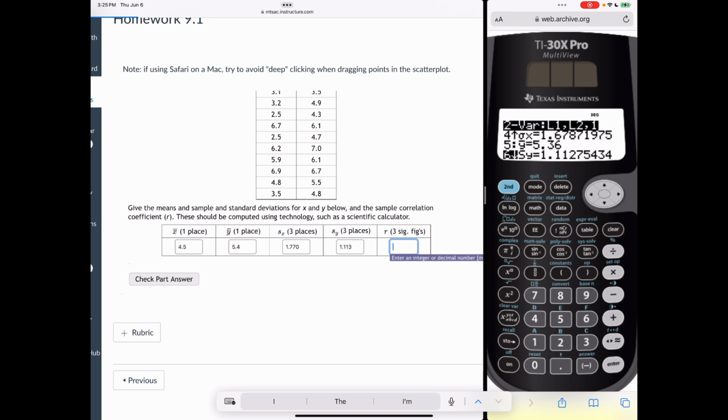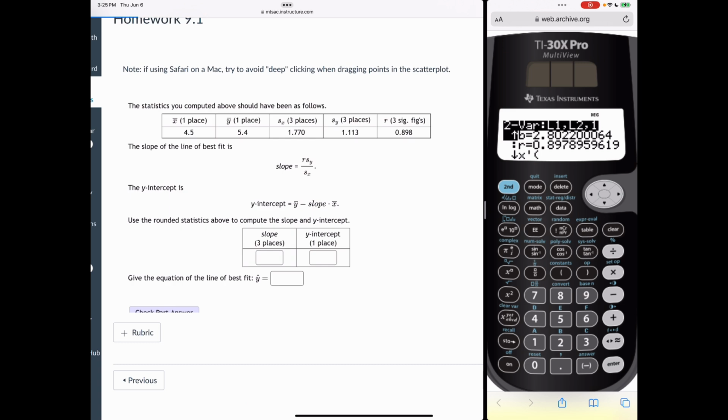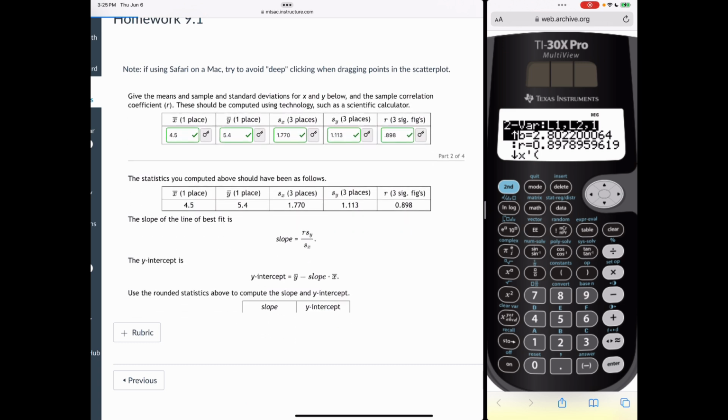And then we want to go way down to find R in here. So somewhere, A, B, and R. Okay, R is 0.8978. It wants three figures, so we better do 0.898. Put that in, looks good. And those hopefully will be all good. I'll check my answer. And yes, they are all great.